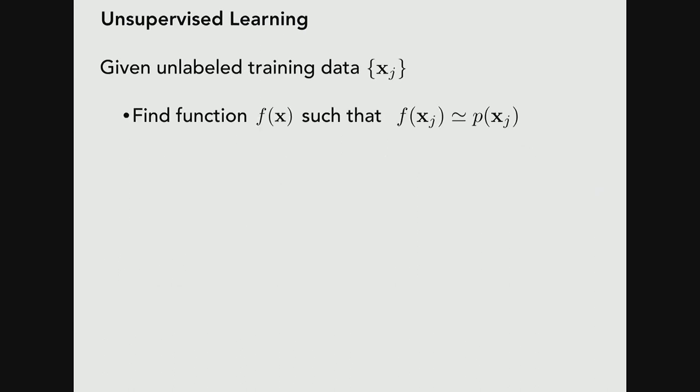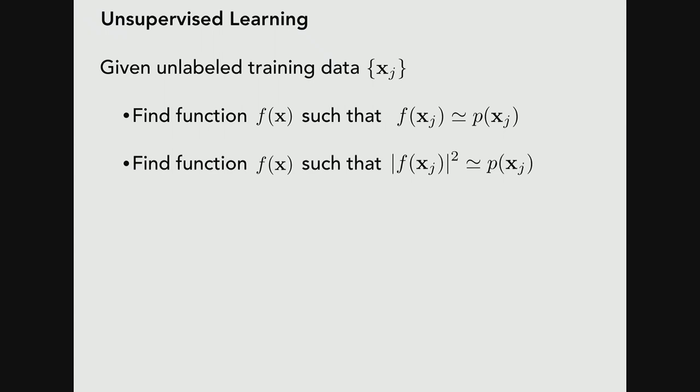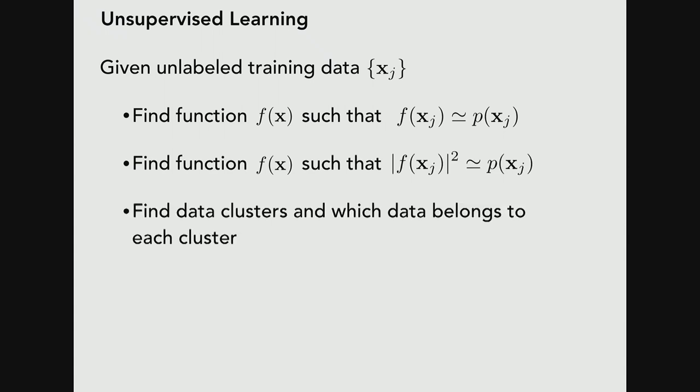Unsupervised learning could be many things. It's sort of anything you can do with unlabeled data. So one thing you could do is you could say the data maybe has repetitions, or some things in the data are similar to other things. So there's some kind of probability distribution. I want my function to match whatever hypothesized probability distribution there is.